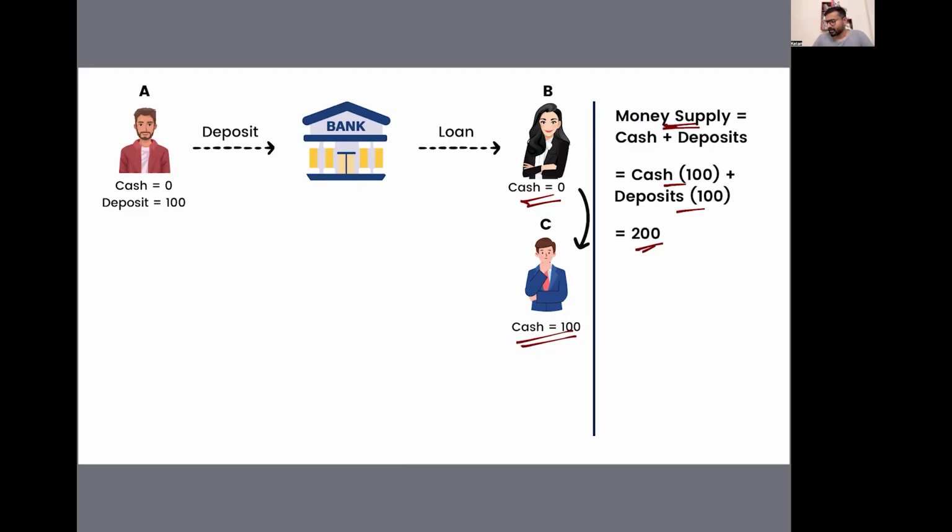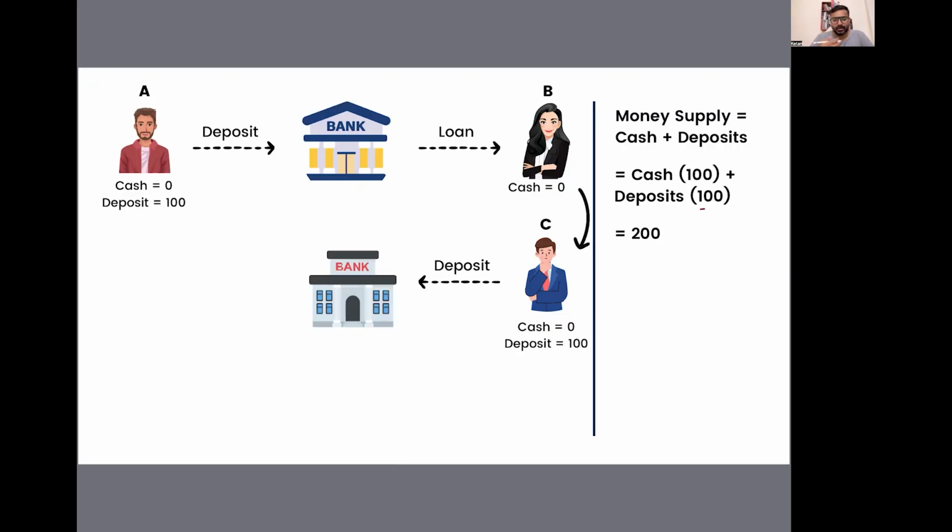Okay. Now this person C deposits the 100 rupees into the bank. So now the person C has a deposit of 100. The cash is now no longer in circulation. The cash is with the bank. And therefore the money supply remains the same. The cash is 0 and the deposit is 200. So the total money supply is 200.